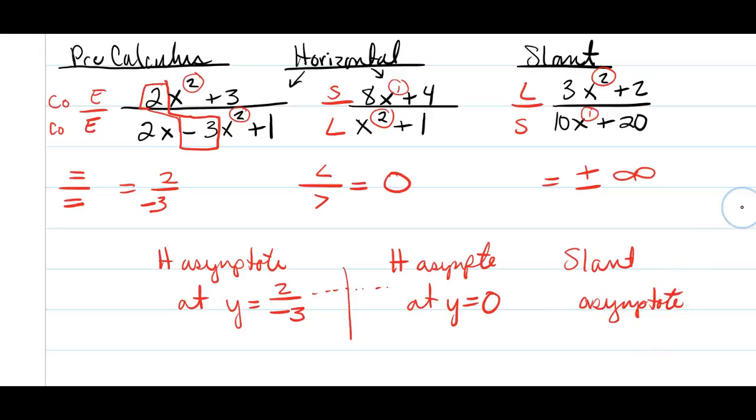And I don't have to say at any particular value, it's going to slant. We could find the slope of that slant asymptote, but we won't at this time. It's not asked on the exam. So our slant asymptote, because my limit, we'll see in a moment, approaches infinity.